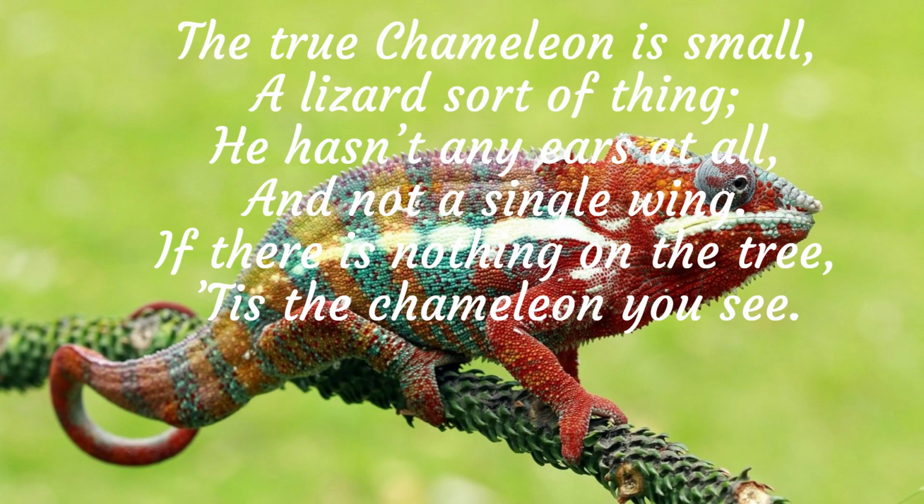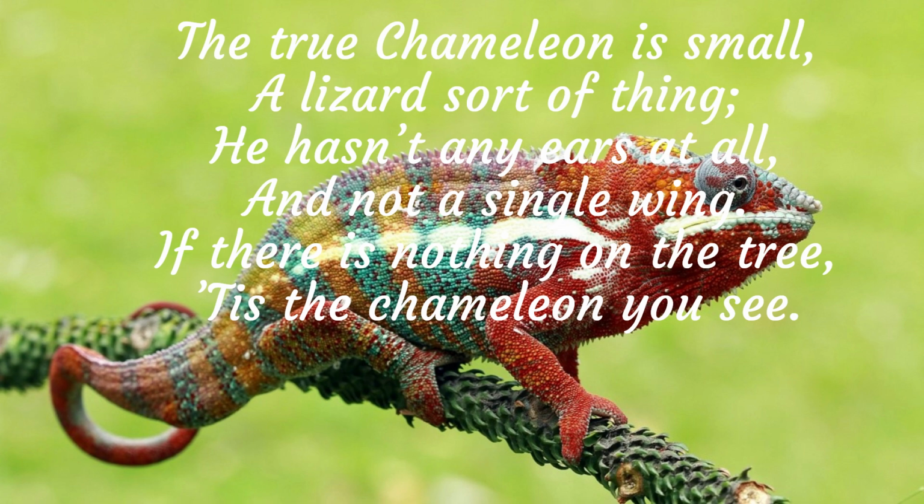The next creature in line is chameleon. The true chameleon is small, a lizard sort of thing. He hasn't any ears at all, and not a single wing. If there is nothing on the tree, 'tis the chameleon you see. Now, the characteristic trait of chameleon to camouflage has been brought out here. She says that a true chameleon is actually a small creature which looks like a house lizard. It does not have any ears at all, and does not have any wings. But then, how do you recognize it? She says, if there is nothing on the tree, it is a chameleon you see.